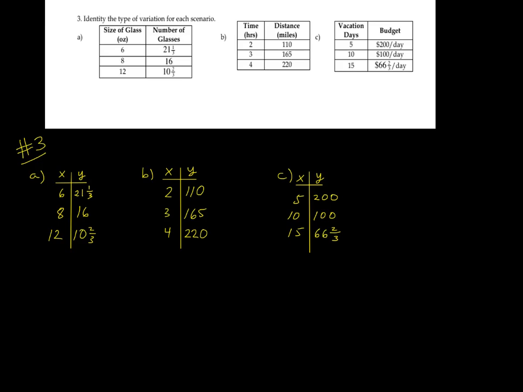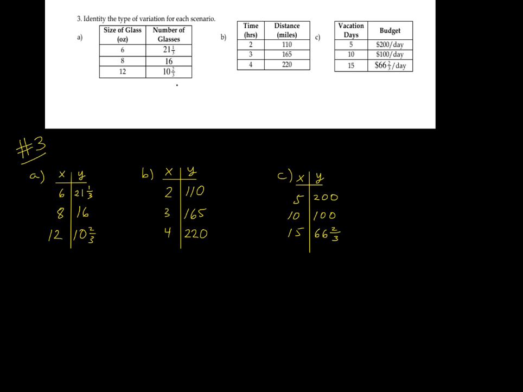Right, next in section 11.3 we're going to look at question number 3. This says to identify the type of variation for each scenario. So in part A we're given various sizes of glasses, and then here the number of full glasses available.